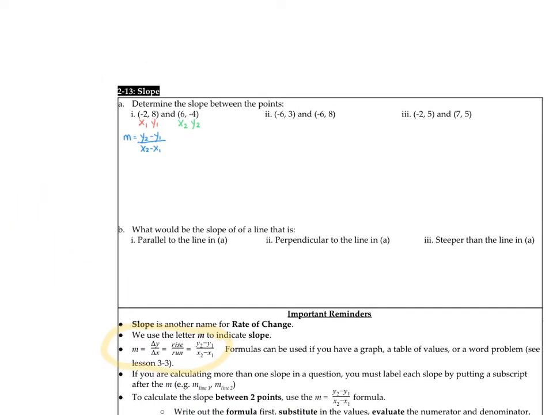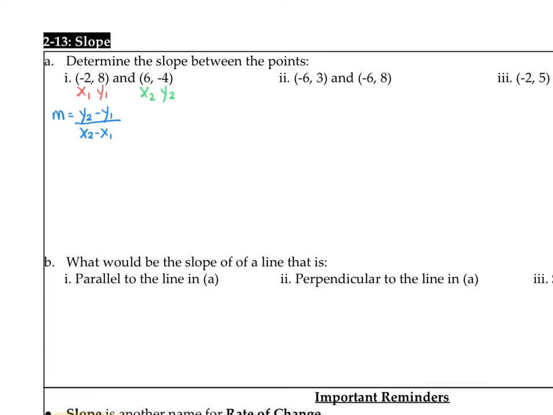So in this step, make sure you're lining up your equal signs as always. And when you substitute in, y2 is negative 4, because that is the second y value. So it's y2 minus y1. So it's negative 4 minus 8 over x2 is 6 minus x1 is negative 2.